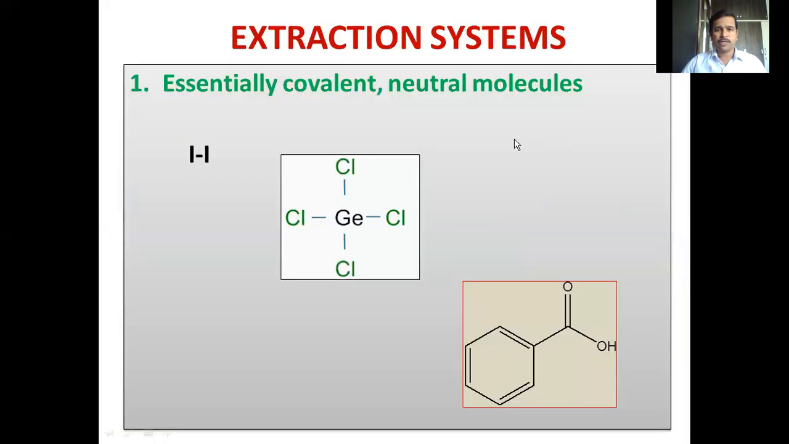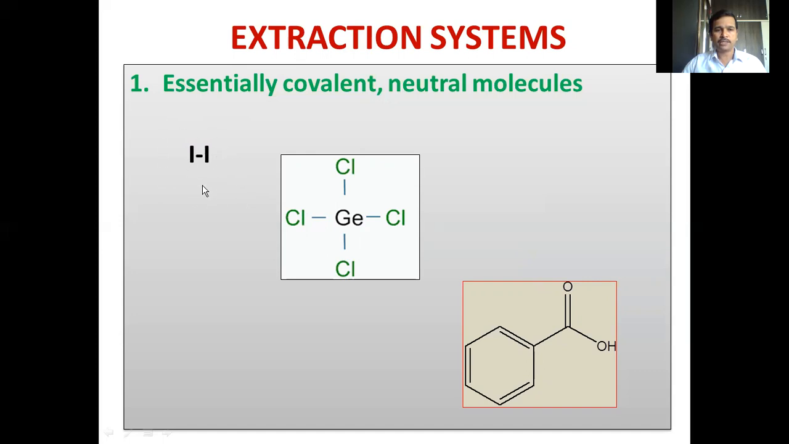Okay, so we can classify the chemical solutes or molecules into three important groups which obey all these requirements. The first are essentially covalent or neutral molecules. These are a group of molecules. They may be monoatomic molecules, diatomic molecules, triatomic molecules, or polyatomic molecules, whatever it is. For example, consider iodine, I2. Iodine is two iodine atoms bonded together covalently to form the iodine molecule.